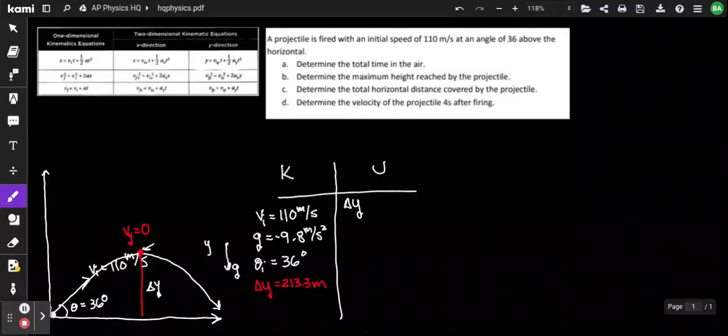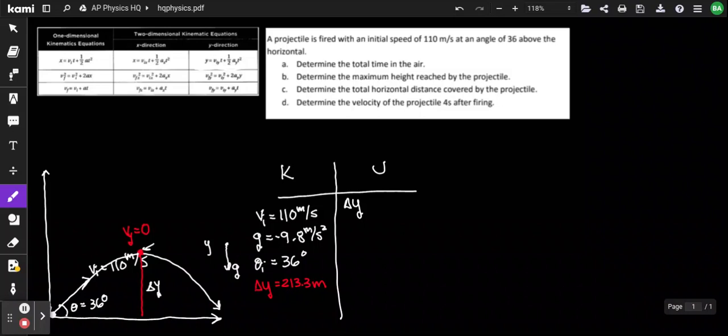Okay, so now that we've found our delta y, that's also an added piece of information into our known chart. So we know that our delta y is 213.3 meters. We have enough information to use y equals v initial times time plus 1/2 acceleration times time squared in order to find our t. However, that's a bit more difficult in order to isolate time. So I'm going to teach you guys a cool and easy trick that'll help you figure out time.